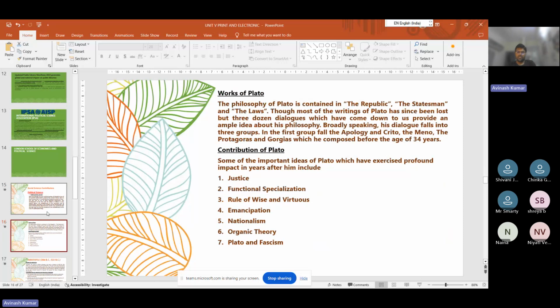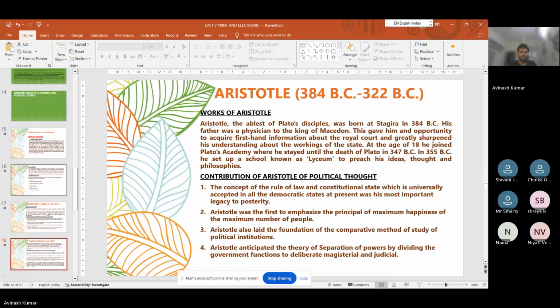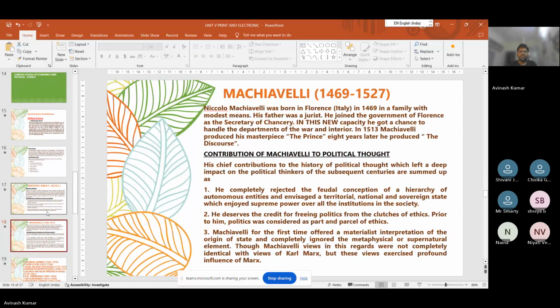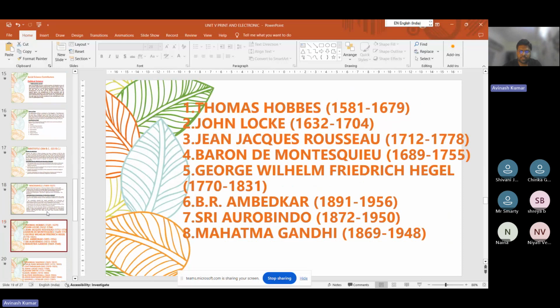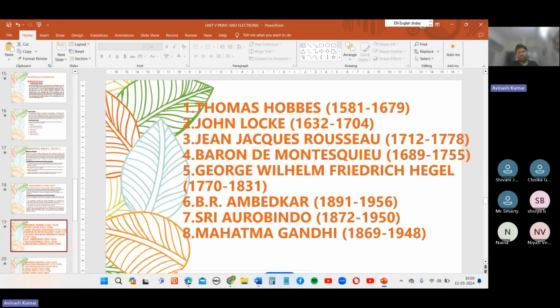What is important in your examination for perspective? Aristotle, Machiavelli, and others are all important. You can write these down, because in the examination they can ask questions about them directly.